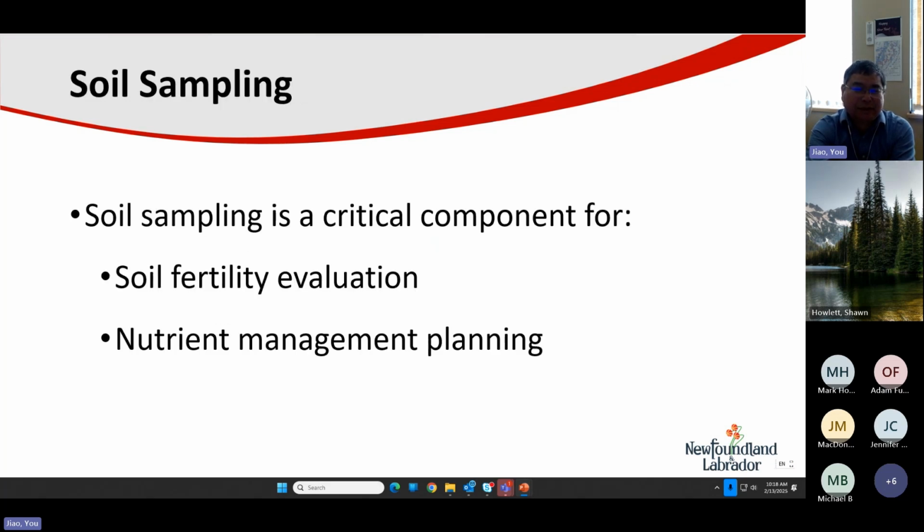Soil sampling is a critical component for soil fertility evaluation and for nutrient management planning. I always emphasize soil sampling. We do the right thing and we do things right. It is critical because when we take the soil sample, we want the sample to truly represent the field you are considering. If the soil sample is not representative of the particular field, the result might be misleading.